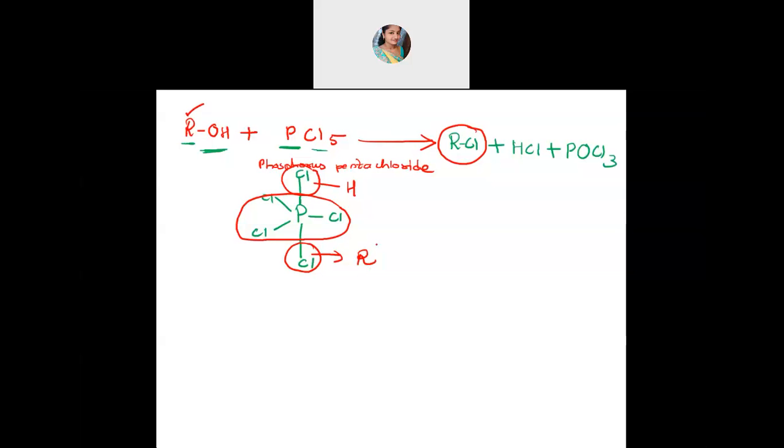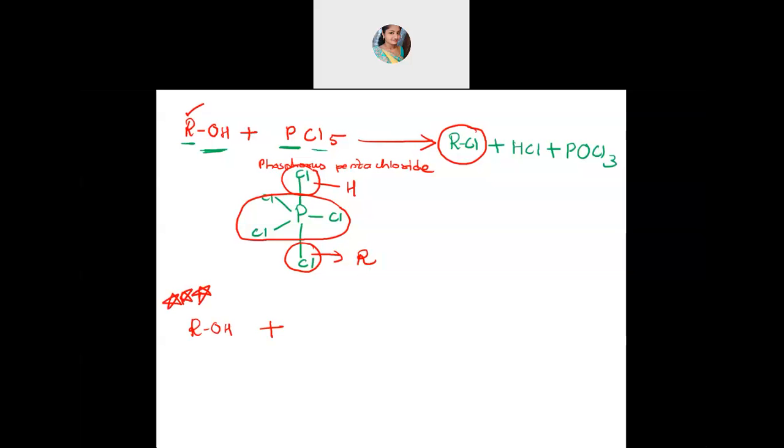Okay, let's go for the next one. Here below itself I will be writing. The next one is a little important one. Okay, because many times it's been asked in the exam also. Plus industrially also it is very important. Okay, where alcohol is made to react with SOCl2.